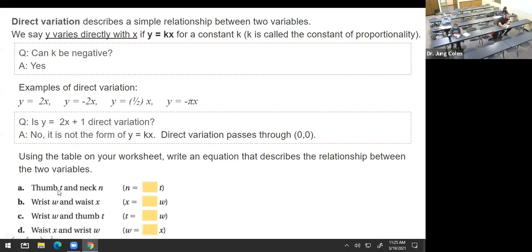So I want you to think about the relationship between neck and the thumb. We already did that, right? So we didn't do these. So between neck and the thumb, we know it's gonna be 4 times. Neck size is always 4 times bigger than the thumb. So we know it's gonna be 4t, right? How about wrist and the waist? Wrist and the thumb. Waist and the wrist. I need you to think about that too.